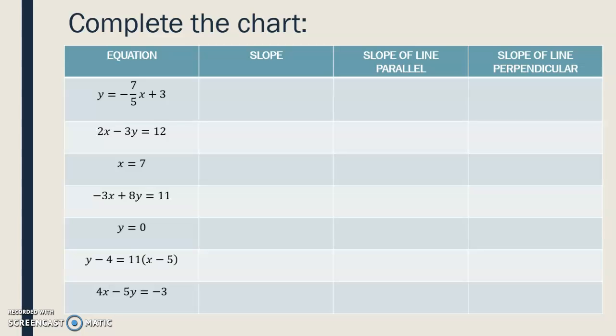Okay, so you are going to complete now. Copy this chart into your notebooks. There are 7 different equations. For each equation, I want you to identify the slope. Then I want you to tell me the slope of a line parallel to the given equation, and give me the slope of a line perpendicular to the given equation. Okay, thank you.